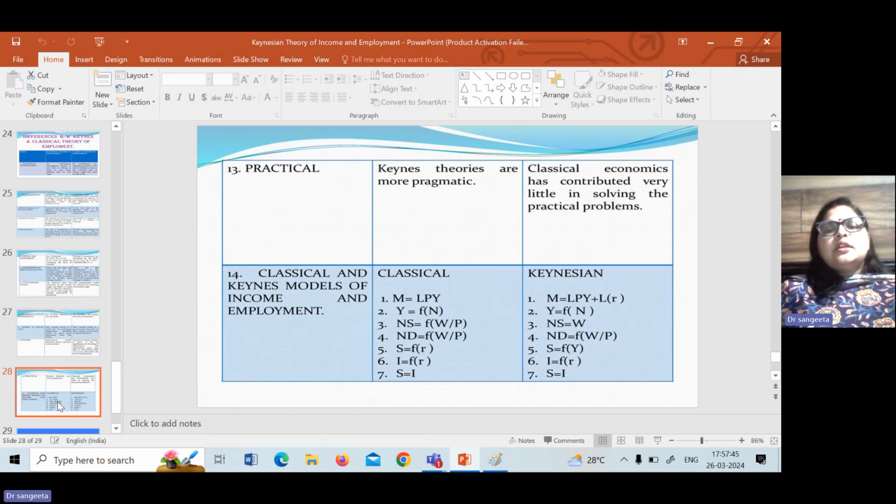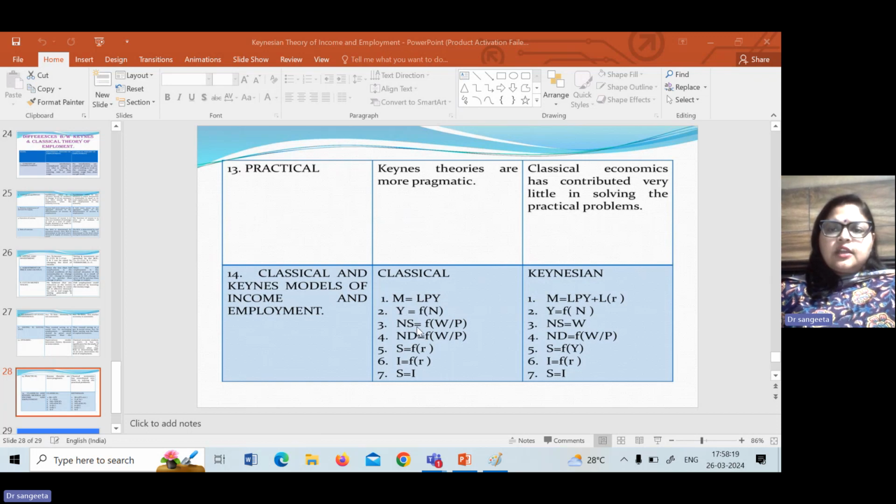Next, practical significance. Keynes's theories are more significant in practical terms, while classical economics has contributed little in solving practical problems like unemployment, inflation, etc. And the models specified by these two theories: classical economists framed a model in which money is a function of the preference for liquidity and income is a function of the level of employment.